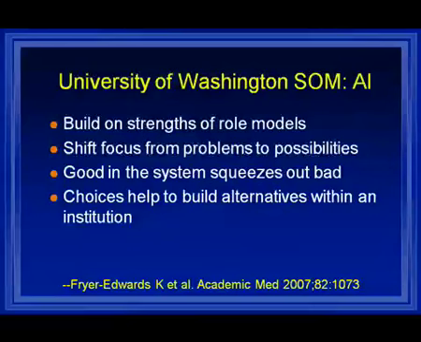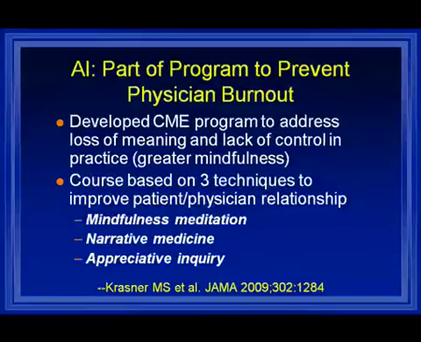And they build on role models. They shifted their focus again from problems to possibilities, very much an AI perspective. And they looked at the good in the system so much, the idea was that if you look at everything that's good, you'll sort of squeeze out discussion of what's bad. So the idea is that good will win out over bad, good over evil. And that the choices will help to build alternatives within an institution. So that has been going on, and they're very enthusiastic about it, but I don't have any good quality quantitative data to present to you, but there's a sense at Washington that the AI approach as part of this professionalism intervention is an important component.